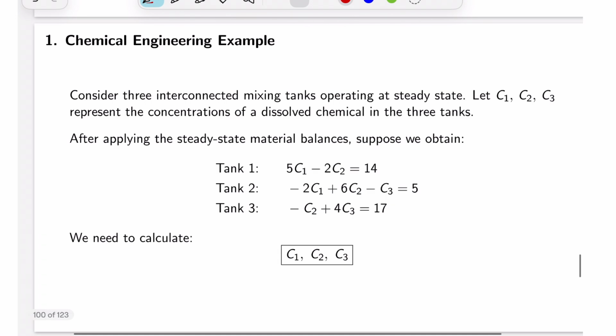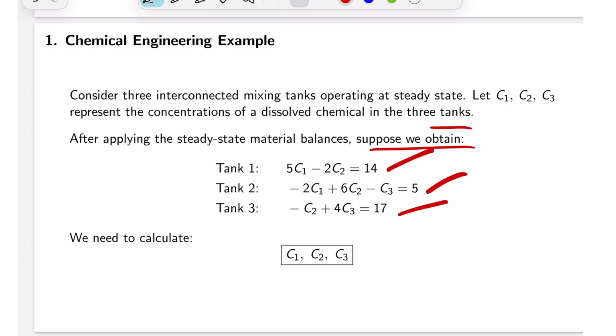Now first we have to take the chemical engineering example. Consider three interconnected mixing tanks operating at steady state. Let C1, C2, C3 represent the concentration of the dissolved chemical in the three tanks. After applying steady state material balance, suppose we obtain, tank 1: 5C1 minus 2C2 is equal to 14, tank 2: 2C1 plus 6C2 minus C3 is equal to 5, tank 3: minus C2 plus 4C3 is equal to 17. So we need to calculate C1, C2 and C3.